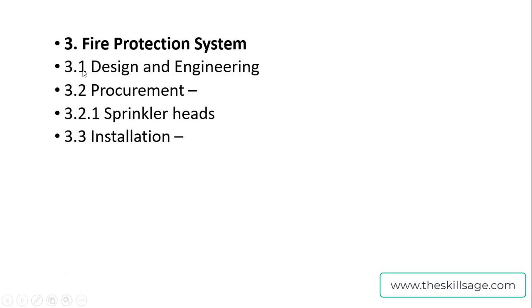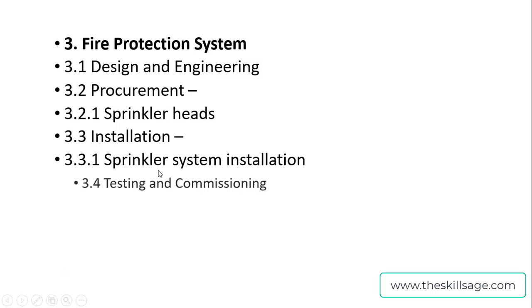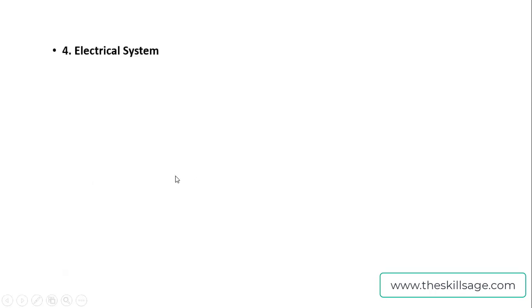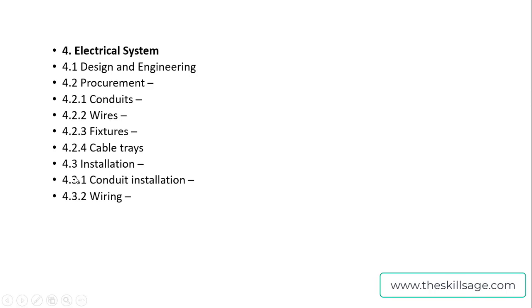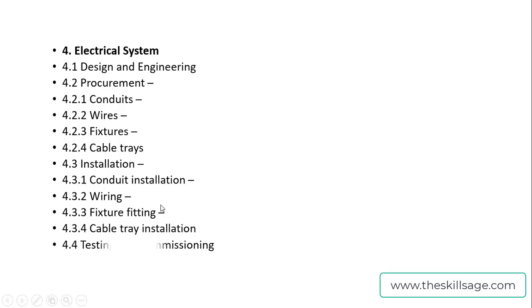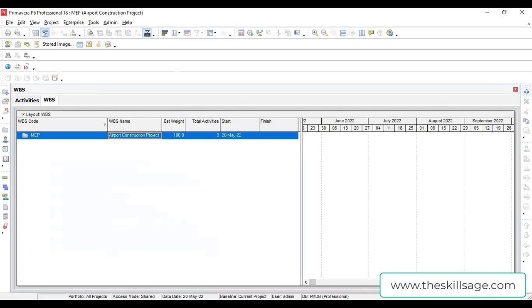See, this each level is the higher level, same level. Then 3.2.1 is the broken down level for procurement for these items, and everything is going the same way. Electrical system: first design and engineering, procurement, items, and then after that installation. This is actually execution. So you can see 4.3, 4.3.1, 4.2, 4.2.1. So it's going on this way. I'm going to share with you the Primavera P6 dashboard, and how to do that.